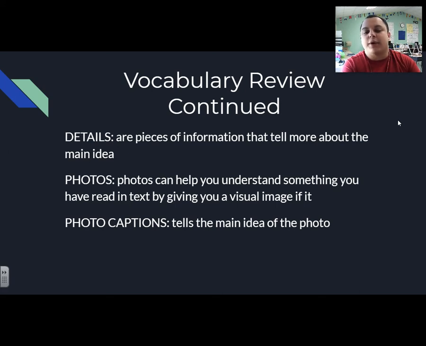Then we've got some photos. Photos can help you understand something you've read by giving you a visual image of it. So if I'm talking about a compass and you have no clue what a compass is, I can show you a picture and then you'll be like, oh yeah, that's what a compass is. And next we have photo captions. Photo captions tell the main idea of our photo. They let us know what's happening in the photo.